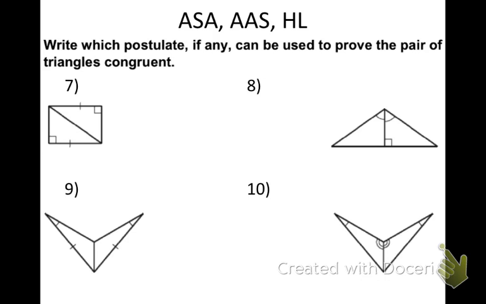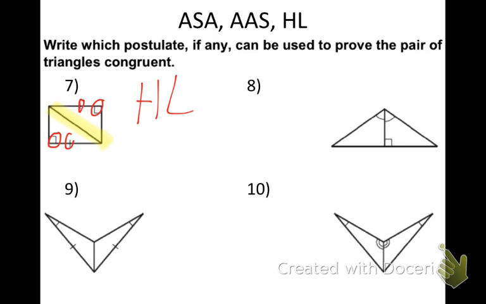Alright, let's look at number 7. I think a lot of us got number 7 correct. That was good. Caden, what's number 7? HL. Number 7 is HL. I have a right triangle. I have congruent sides, and they share the hypotenuse. That's HL, right? Good.